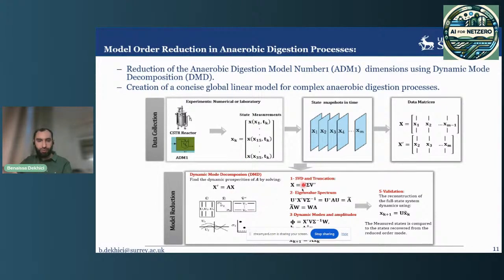DMD is so basic, it's just 4 or 5 lines in Python or MATLAB. So we just apply the SVD to this big data matrix X, and we can take the first dominant POD modes. For people who are familiar with statistical analysis like PCA, these are just your POD modes, and we can project onto them to get the operator A. This is the operator A that tells us how our states are evolving in time. And then we can take a look at the dynamic modes, the amplitudes, and also we can have a reduced model. This is our reduced ADM1 model, a linear reduced ADM1 model, which is really powerful. And also we can reconstruct our original states by just projecting the reduced model with the U matrix from the SVD.